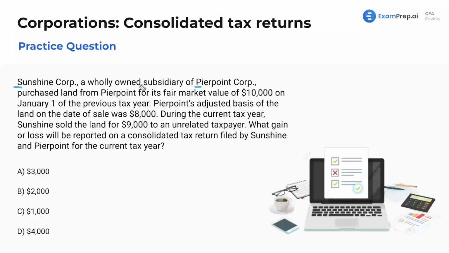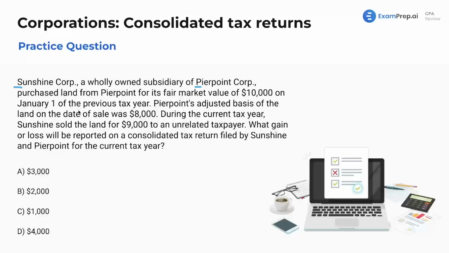Sunshine Corp is a wholly owned subsidiary of Pierpoint Corp, and they purchased land from Pierpoint for its fair market value of $10,000 on January 1 of the previous year. Before reading forward, we're dealing with 100% owned, a parent-subsidiary, this is a related party, and this transaction would not be recognized.